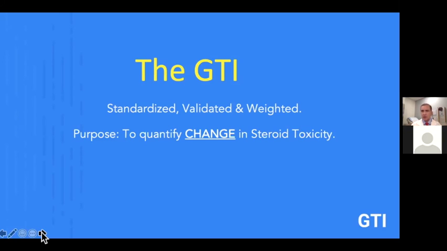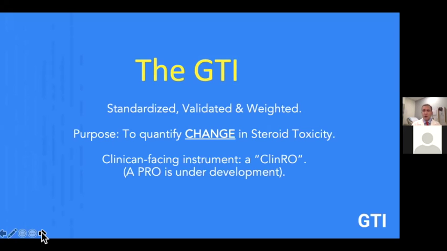It's not simply a laundry list of all the many dozens of adverse effects that can be associated with glucocorticoid use. Rather, it's designed to capture change between 2 points in time. Thus, it's really perfect for a clinical trial. It's a clinician-facing instrument, a ClinRO, although I do note that a PRO, a patient-recorded outcome measure, is also under development. The GTI and its pediatric counterpart, the PGTI, help prove that a new drug is both safe and effective.